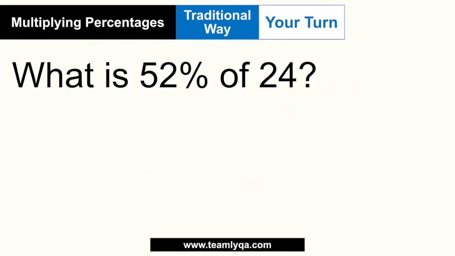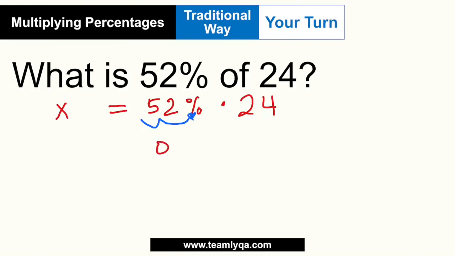Alright, so ito yung ating question. What is 52% of 24? So again, isusolve lang natin siya using yung ginawa natin kanina. What becomes your x is equal. And then you have 52% times 24. Now again, i-convert pa natin yung percent into decimal para ma-solve natin ito. From this point right here, you move it dalawang beses na decimal place. So now, what we have is 0.52 times 24.